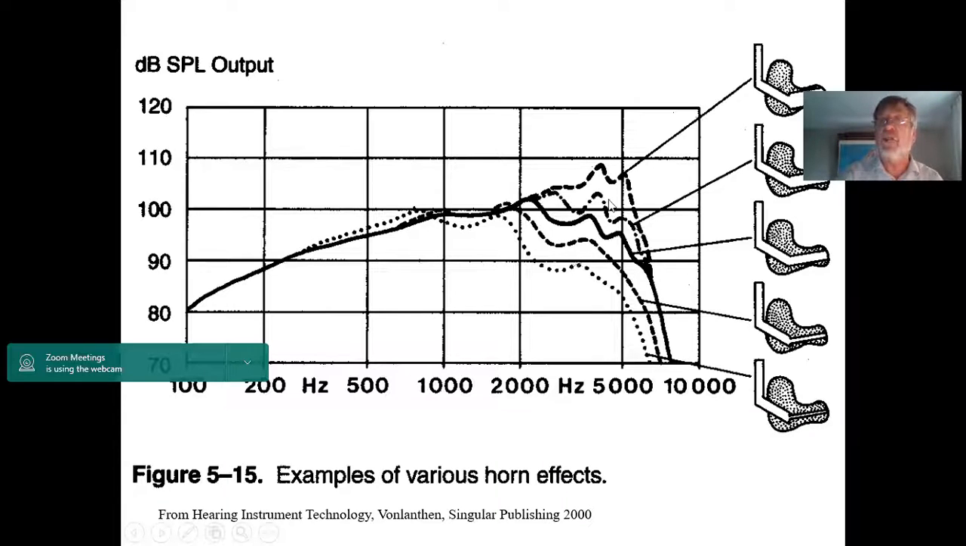And the effect of a horn is, of course, going to be to increase the high frequencies. As you can see here, the bigger the horn diameter, the more the highs were increased by a few decibels, like 5 to 10 dB. Here's a reverse horn. Make it really skinny, you're going to really cut off the highs. Leave it alone in the middle. Or if you make it bigger and bigger, you increase the highs.